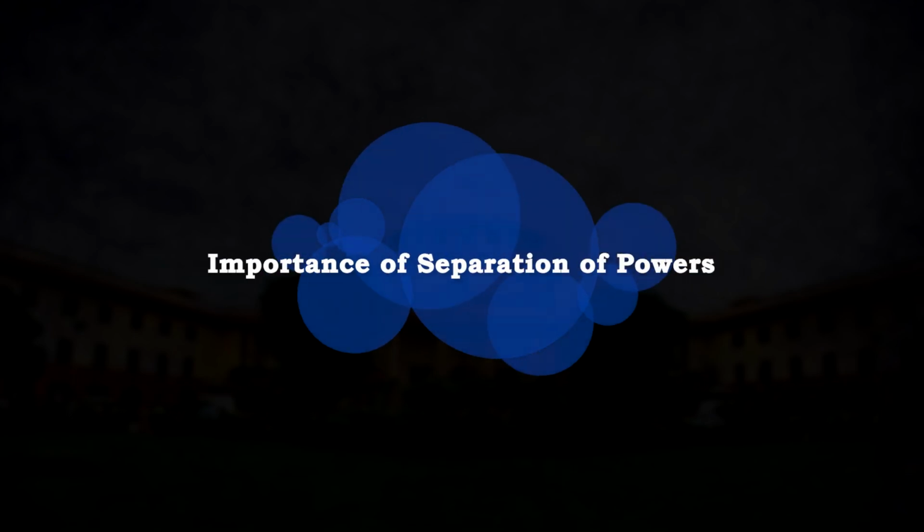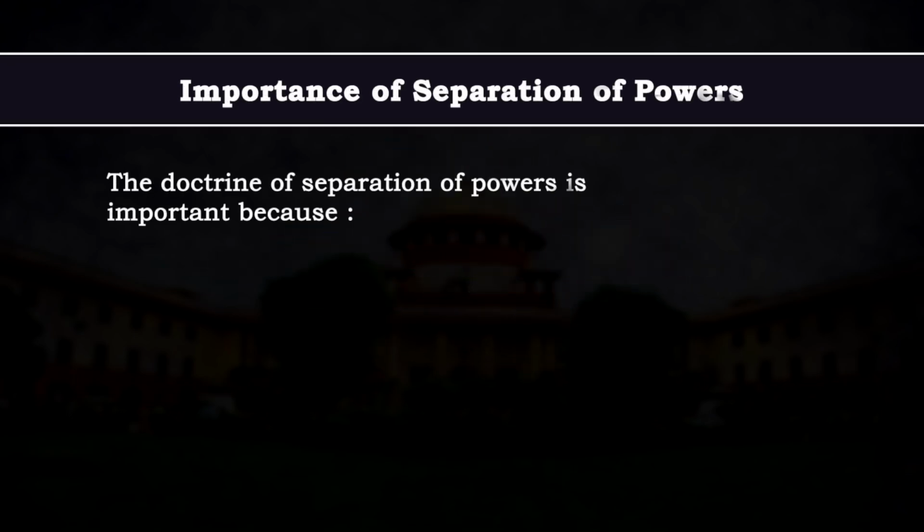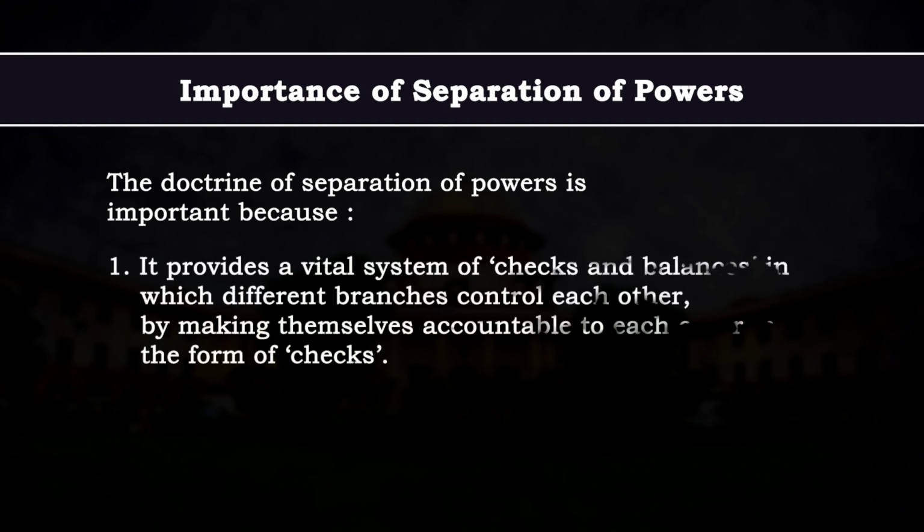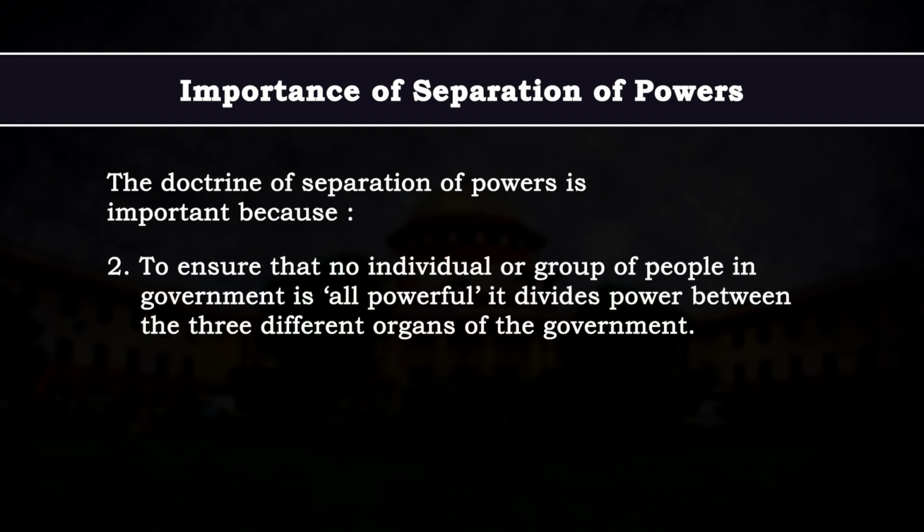Now, what is the importance of this doctrine? The doctrine of separation of powers is important because, number one, it provides a vital system of checks and balances in which different branches control each other by making themselves accountable to each other in the form of checks. Number two, to ensure that no individual or group of people in the government is all powerful. It divides the power between the three different organs of the government.